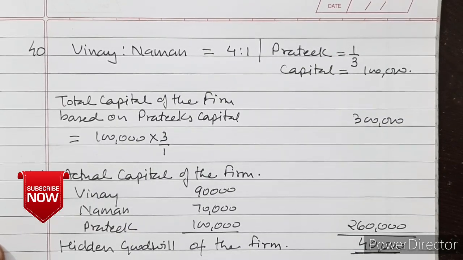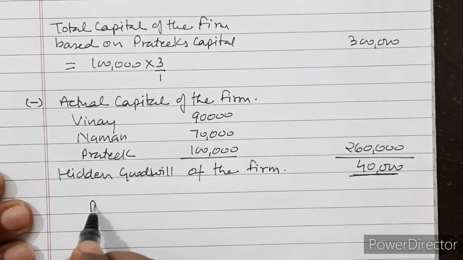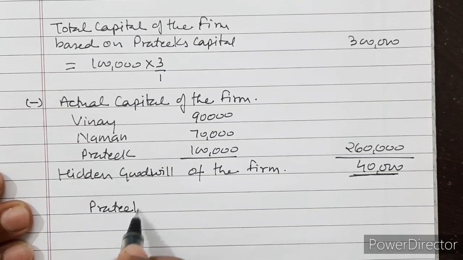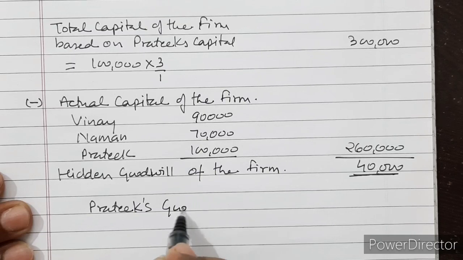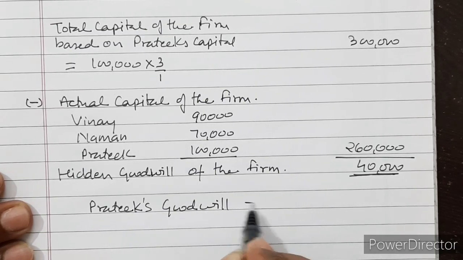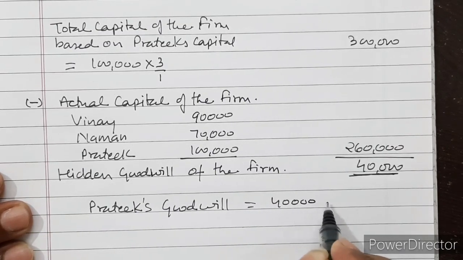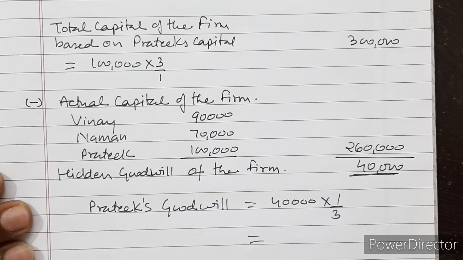So new partner Pratik's goodwill is equal to 40,000 into 1/3, which is equal to 13,333. Answer.